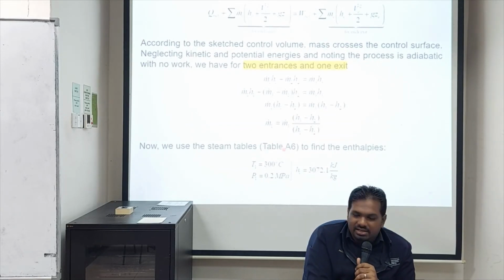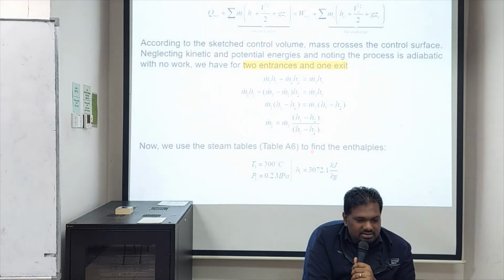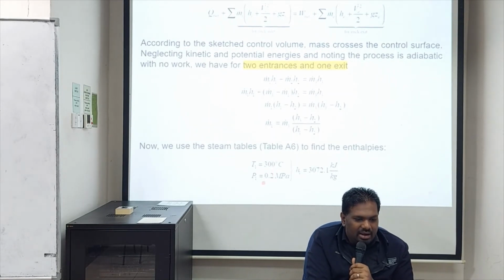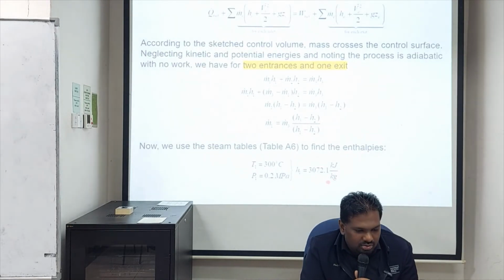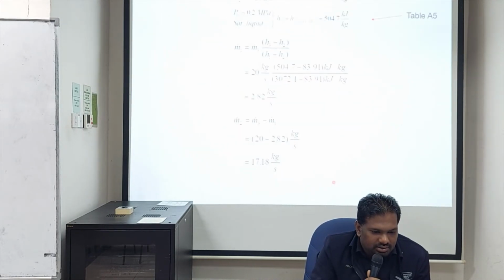Okay, so use table A6 to find the enthalpies, value of H. So you will carilah based on the information dapat. So T1 equals to 300 and P1 equals to 0.2. So you gunakan table A6, you akan dapat H1 equals to 3072.1 kilojoule per kg. Okay, so yang ni another thing that you can get. So T2 equals to 20 degrees Celsius, P2 equals to 0.2. So table A4, so dapat the value of H2 equals to 83.91.